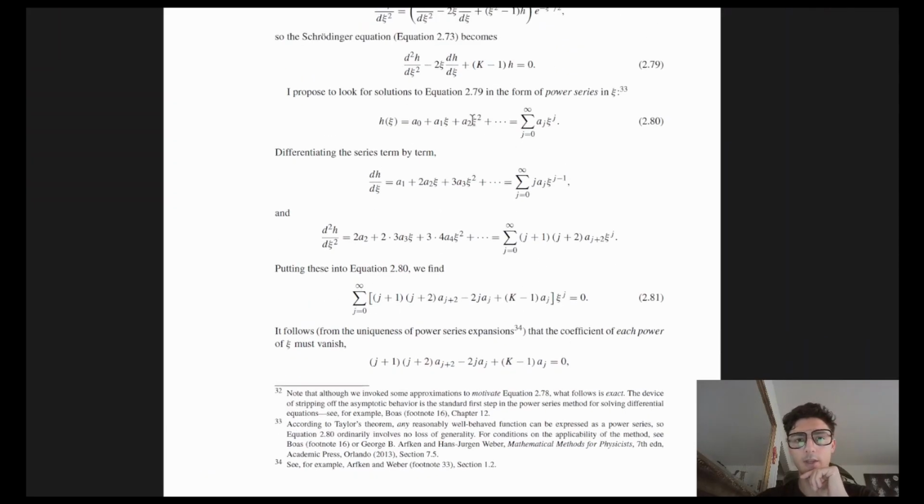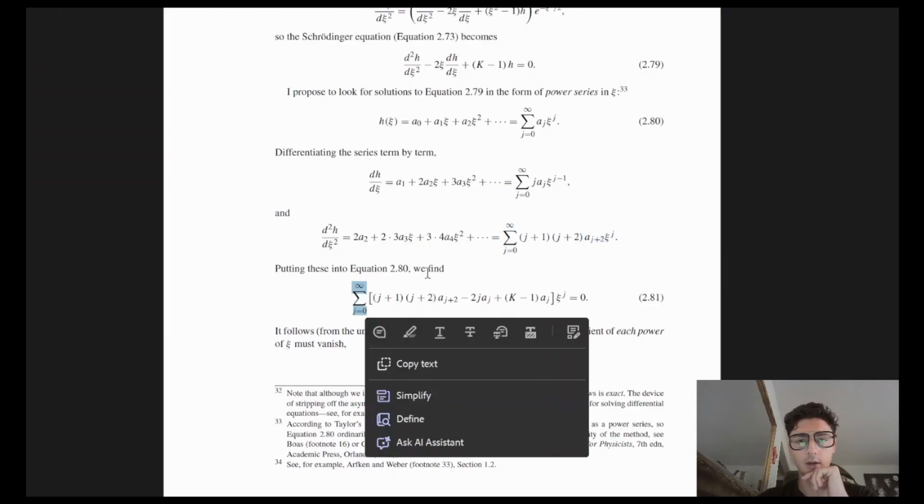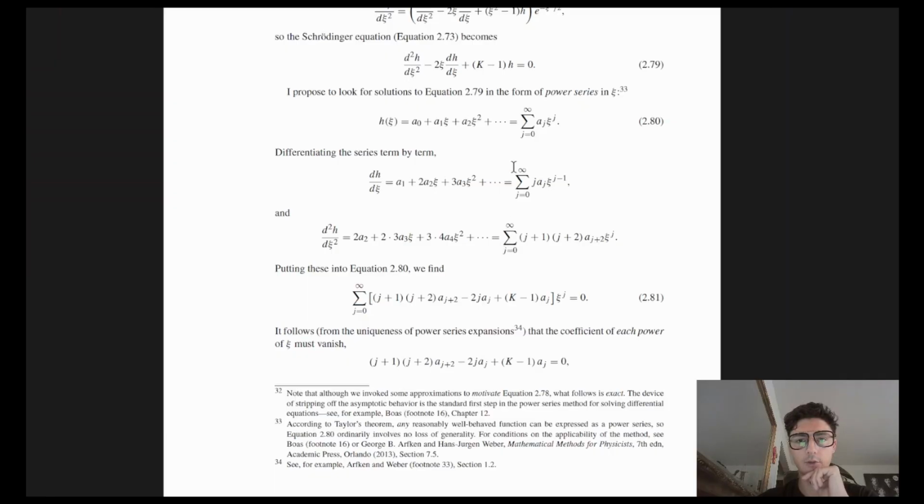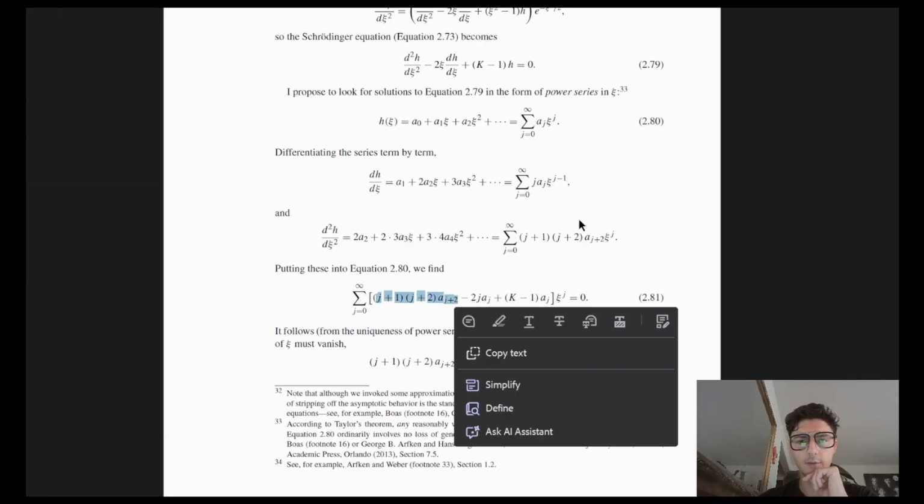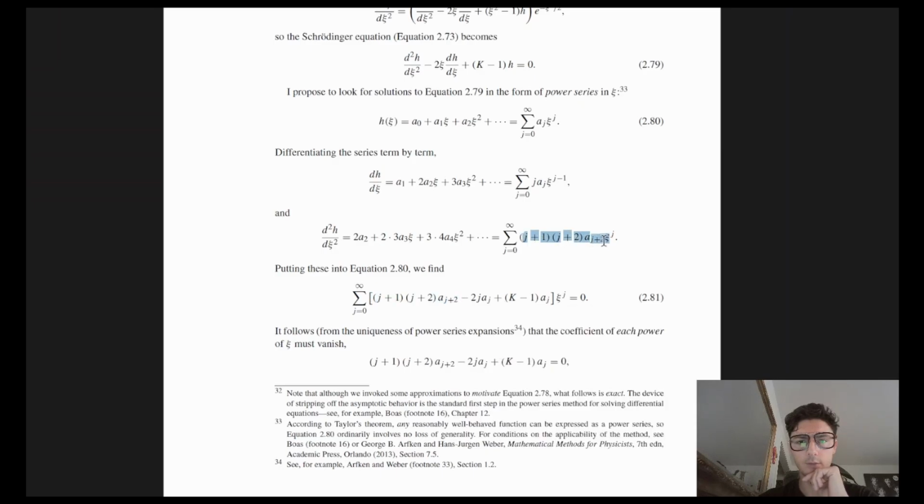Looks good though. We basically replace everything here. We replace the second derivative with this second derivative sum, and you can see all of these have the sum j from 0 to infinity. So instead of writing it 3 times, he pulls it out to the front. Here is the first term, j plus 1, j plus 2, a subscript j plus 2 times xi to the power of j. And the xi to the power of j also is everywhere here. They just move it to the front.